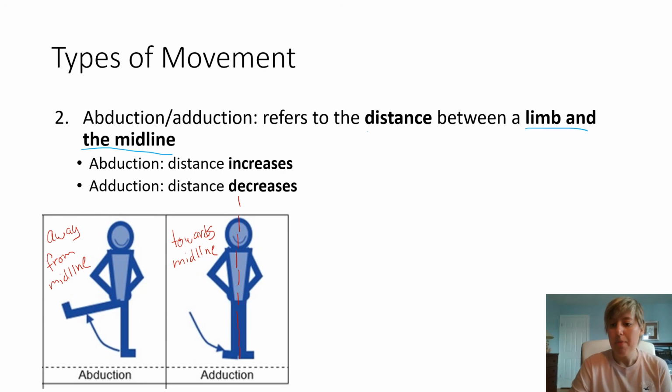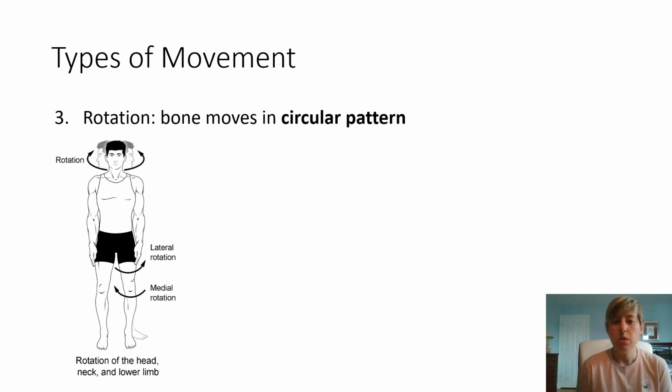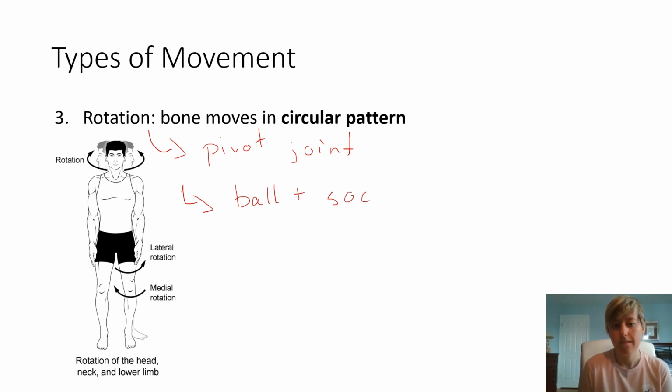The third type of movement is rotation. Rotation is when my bone is moving in a circular pattern. Now, key joints that do rotation would be a pivot joint, because a pivot joint only allows rotational movement, and also a ball and socket joint, because a ball and socket joint allows spherical rotation.